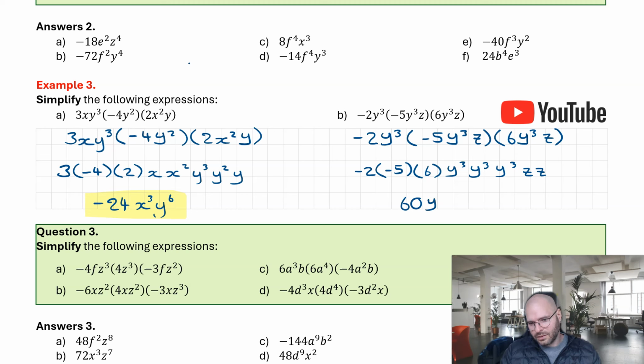Next we have y's and we have z's. We had a grand total of 9 y's and we had a grand total of 2 z's. So our simplified form here is 60 y to the power of 9 z squared.